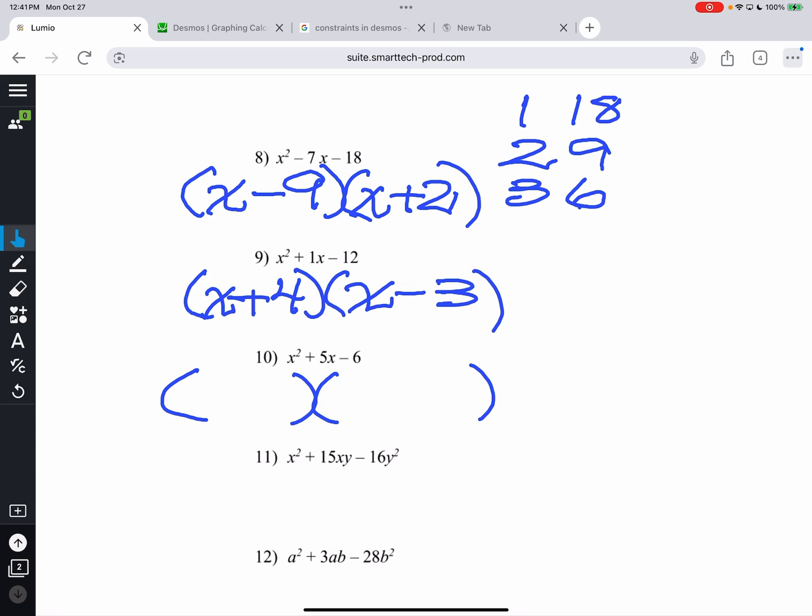Remember, you're subtracting, not adding to get 5. So be sure you use the correct set of factors.